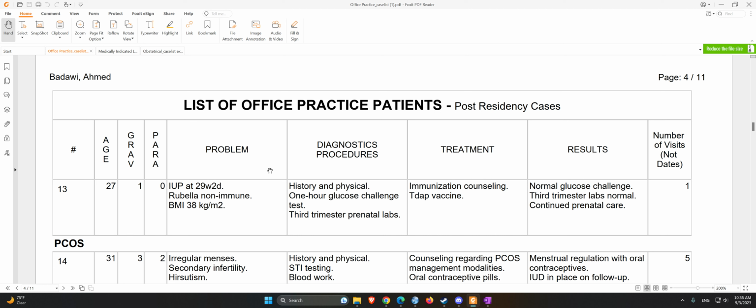Patient number seven, abnormal uterine bleeding. What is abnormal uterine bleeding? What is the definition of it, and what are the first things that would come to your mind in someone who's complaining of abnormal uterine bleeding, who is 45 years old?